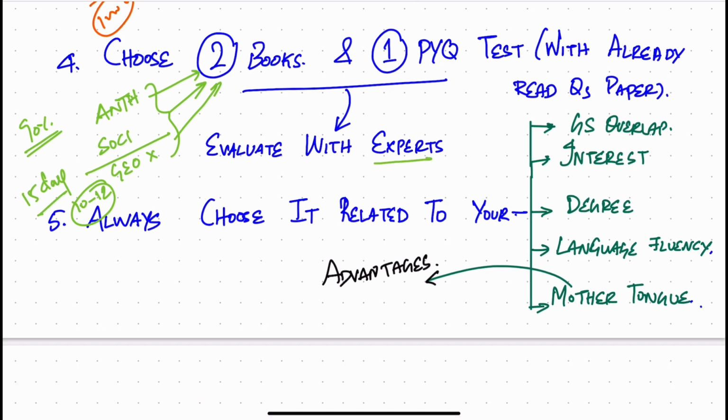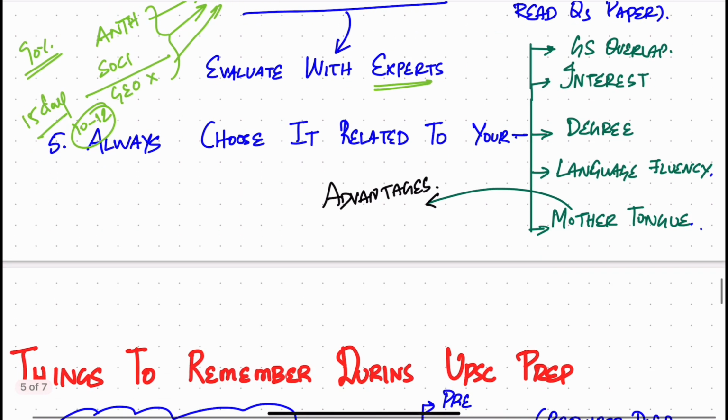and evaluate with experts. Experts means your seniors or institute mentors. Since you are evaluating two to three optionals, you will get better scores in some optional, because it depends on your conceptual clarity, memory, and understanding. So obviously you will get more marks in a particular subject. Choose that subject, and always choose it related to the basic things.